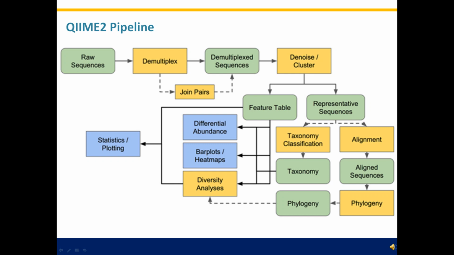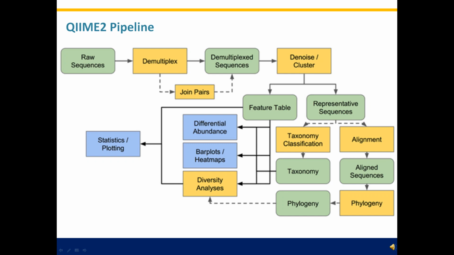Once we receive raw sequences, we need to demultiplex them, and we need to find whether it's single-end sequencing or paired-end sequencing. If it is paired-end sequencing, join the pairs and then demultiplex the sequences. Once it has been demultiplexed, we are going to denoise or cluster. Denoising is just removing or filtering the poor quality reads, errors, and chimera sequences. This can be done by using two different kinds of algorithms, like DADA2 or Deblur.